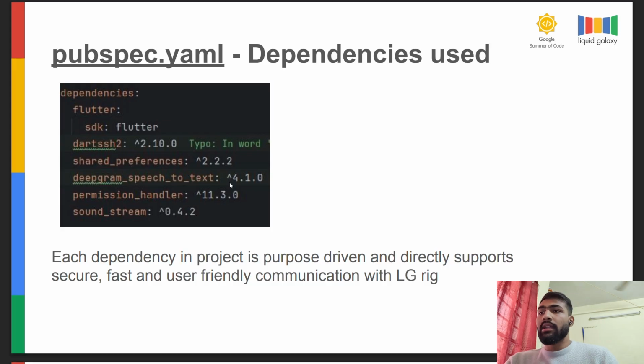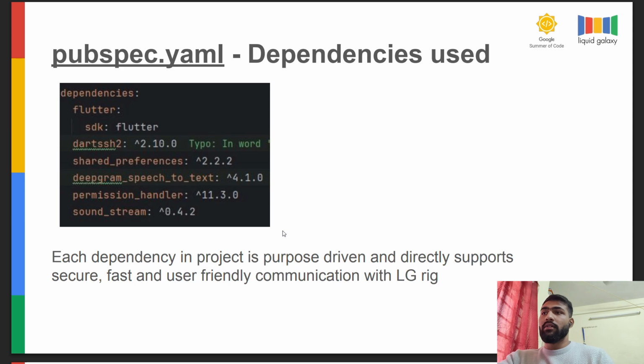And we have permission handler and sound stream. Permission handler is for enabling the microphone permissions in the app, and sound stream is to receive the audio. Each dependency in the project is purpose driven and directly supports secure, fast and friendly communication with the algorithm. So it promotes the good services used in the Liquid Galaxy.